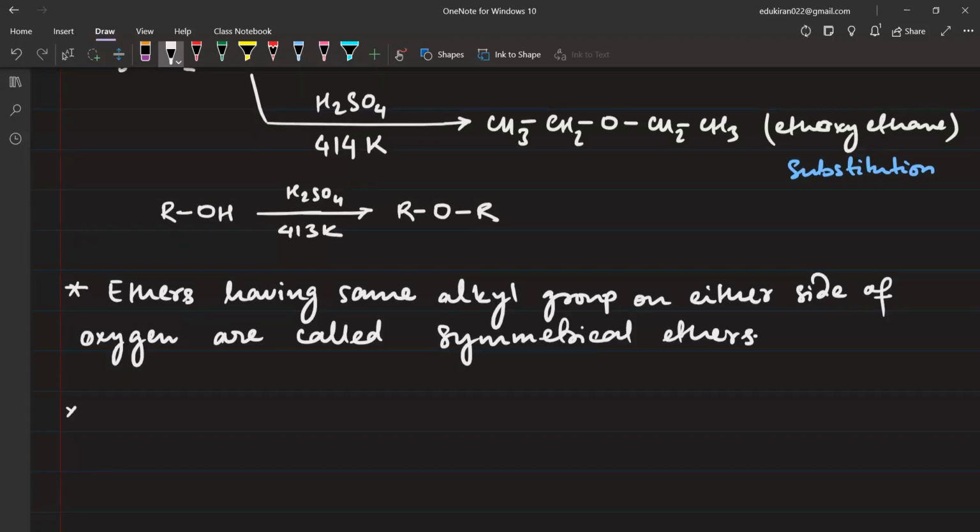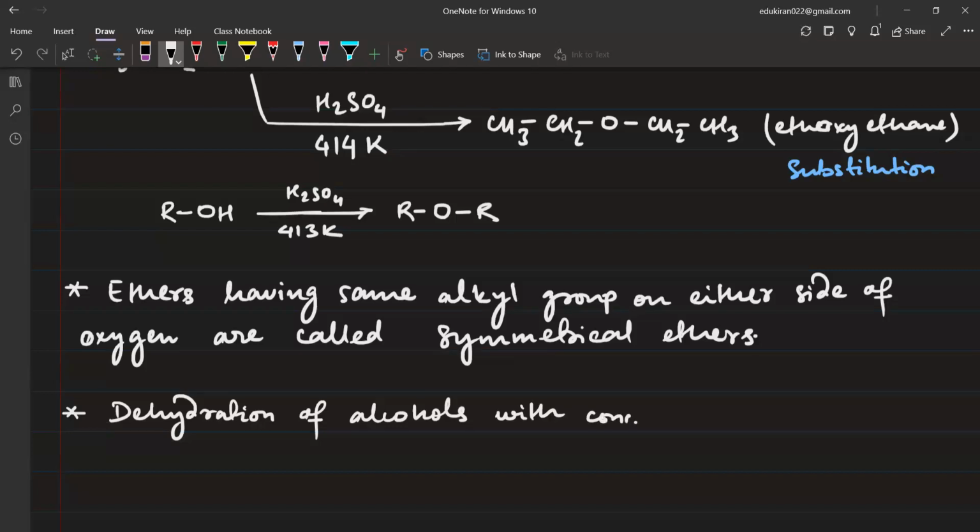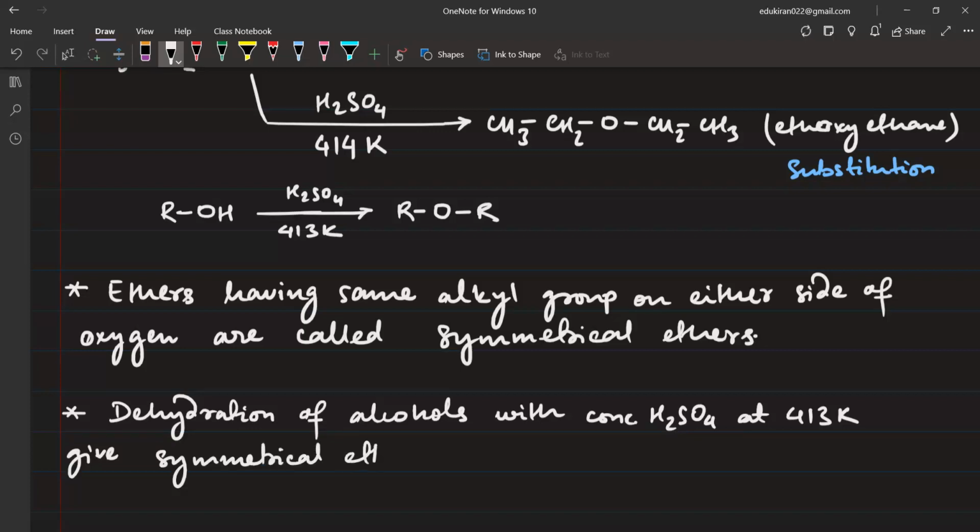Now, after this, you will write: dehydration of alcohols with concentrated H2SO4 at 413 Kelvin gives symmetrical ethers.